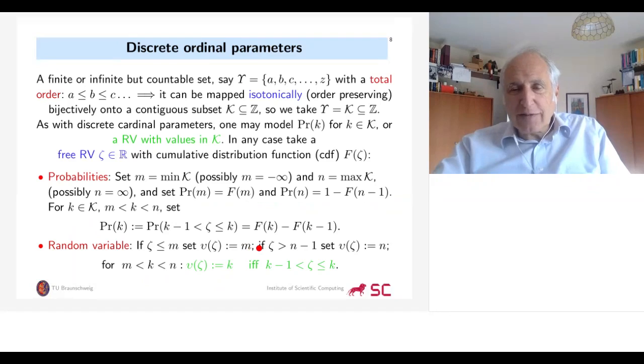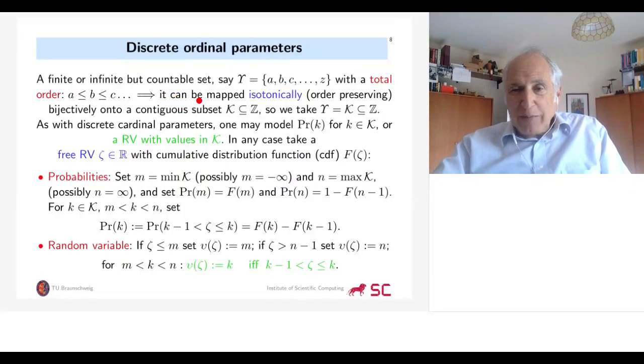Now we go to the next bit more of structure. These are ordinal parameters. What do I mean ordinal? So I mean a finite or infinite set, but a countable set, okay? Now I've taken here letters of an alphabet with a total ordering. So for letters of the alphabet, we have an ordering. A comes before B, B comes before C, and so on. Okay. We don't know the difference between these two. There is no numerical scale, but we have an ordinal scale. A is less than B, B is less than C, and so on.